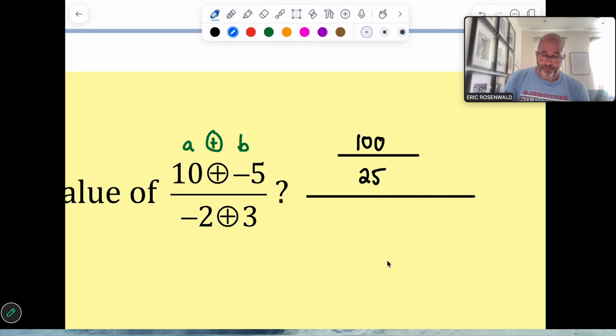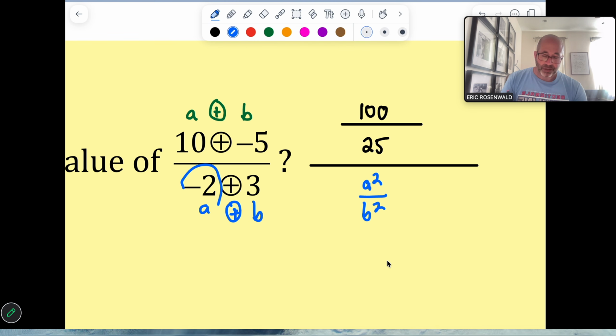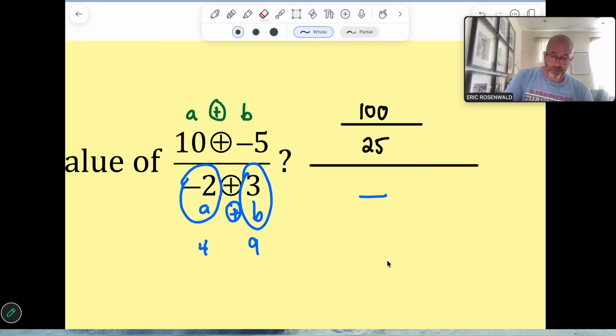Let's do it again for the bottom, okay? We have an a, and then we have that symbol plus, and then b. And then remember it's a squared over b squared is what it's going to equal, right? Well, in this case, my a value is -2, so if I square that, it's 4. And my b value is 3, so that squared is going to be 9. So if I replace these, we're going to have 4 over 9.